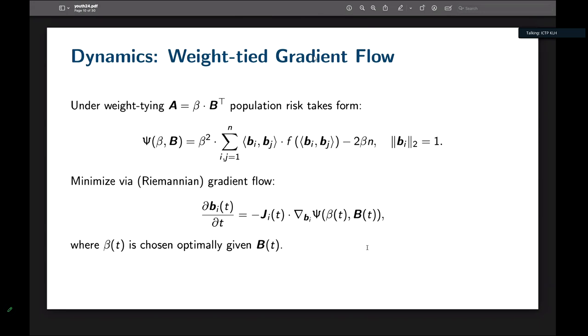So the first thing we look at is weight-tied gradient flow. What is the motivation for that? Well, our minimizers are weight-tied, so let's just tie the weights right away and look at the corresponding gradient flow in the encoding weights B. Then the objective will look like this. It's just rewriting, nothing fancy happened. And then we will compute the gradient with respect to each of the rows of B, and we will project it on the sphere. All right, and this scaling beta, since the optimization objective is convex in it, we will just pick the optimal one at each time step.